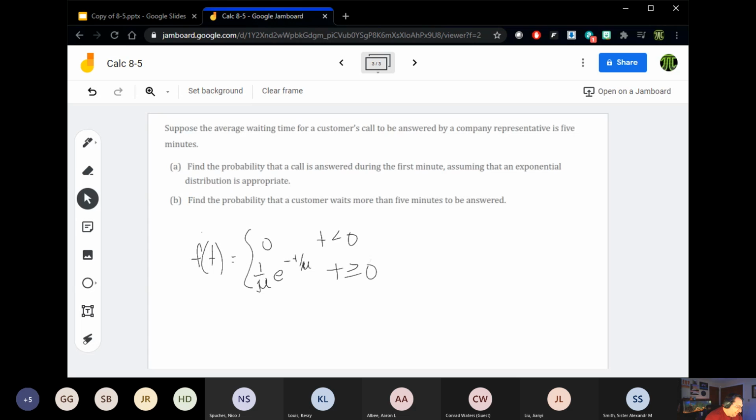In this problem, it says, suppose that the average waiting time for a customer's call to be answered by a company representative is 5 minutes. So for this problem, we could ignore the top one because it's 0. My f of t is going to be 1 over 5, which is 0.2, e to the negative t over 5, when t is greater than or equal to 0. Any questions on where we came up with that? Or are we good with that? I think it makes sense.